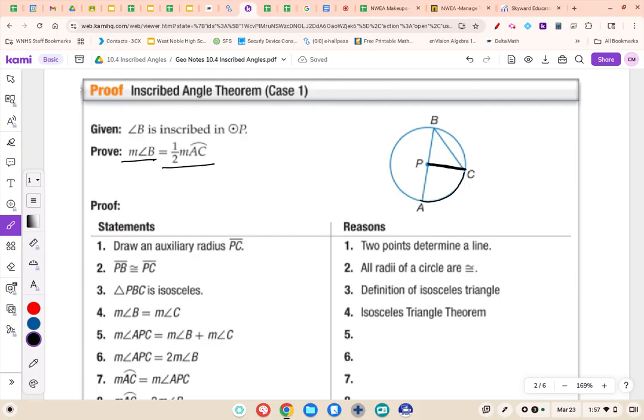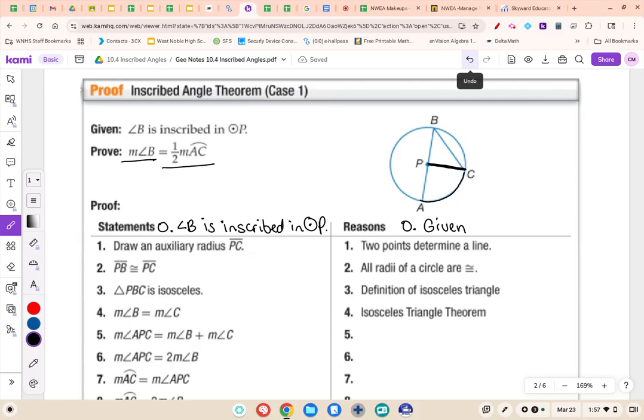Looks like we forgot to write in the given. Let's do step 0 first. That's my bad, guys. Angle B is inscribed in circle P, which is step 0, given. Okay, now we can draw that auxiliary radius, PC. You can do that anytime you want.